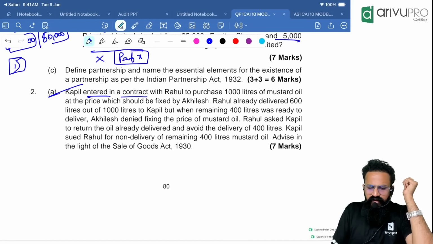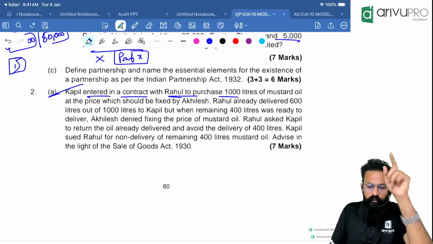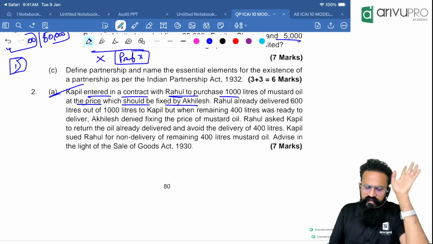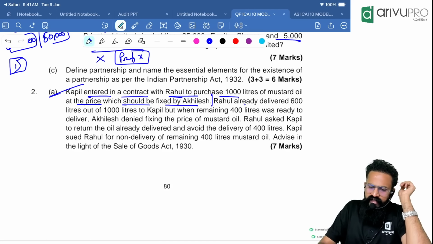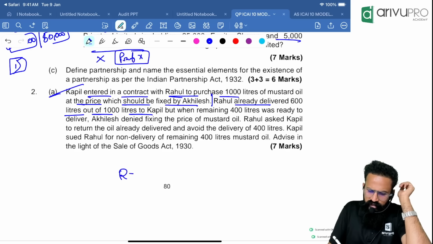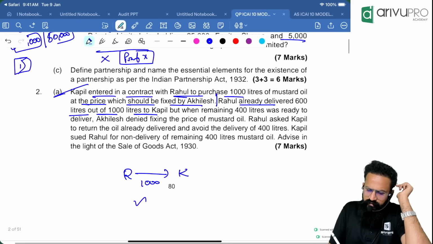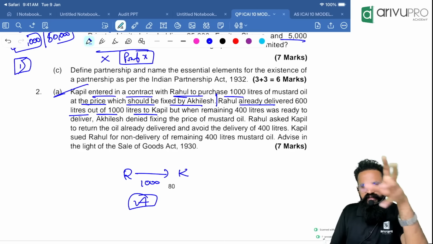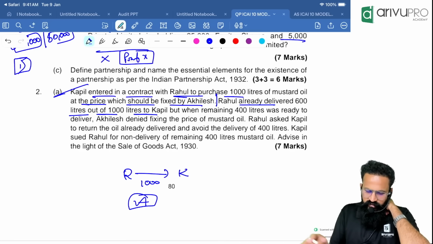Kapil entered into a contract with Rahul to purchase 1,000 liters of mustard oil at the price which should be fixed by Akhilesh. Rahul already delivered 600 liters out of 1,000 liters to Kapil. Rahul agreed to sell to Kapil how much? 1,000 liters of oil. The price will be fixed by Akhilesh. So technically, under the Sale of Goods Act, when the price, that is the question.